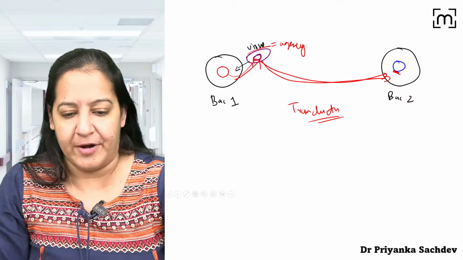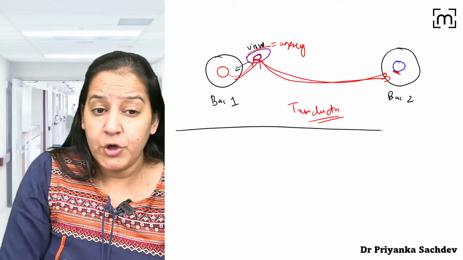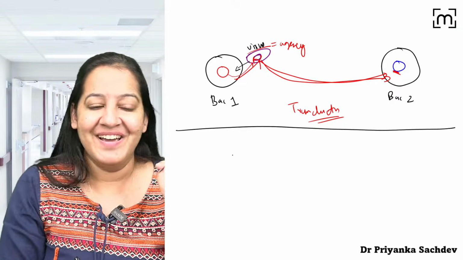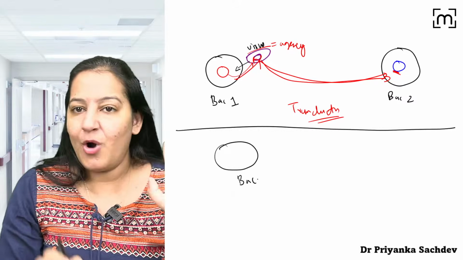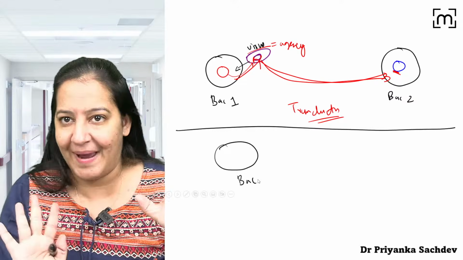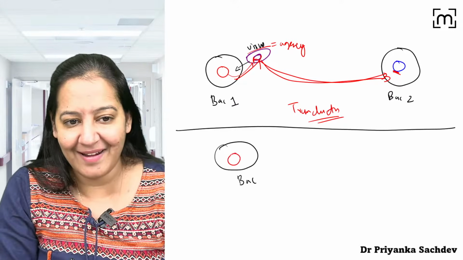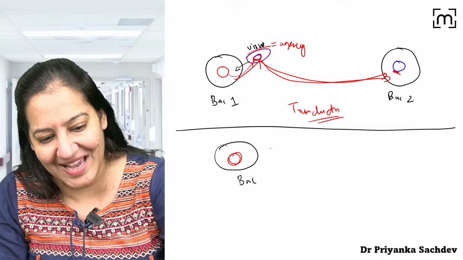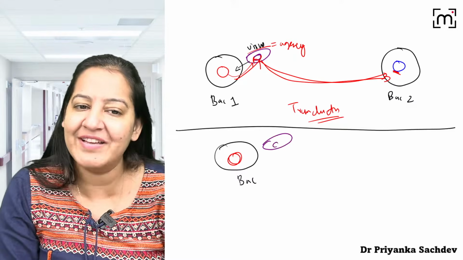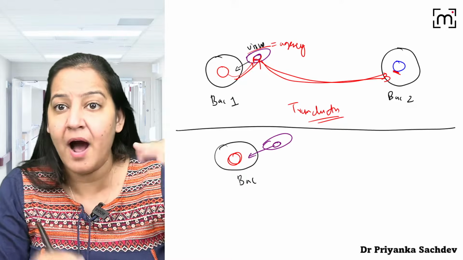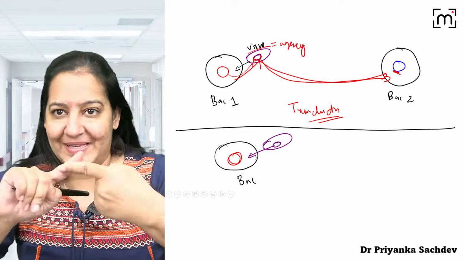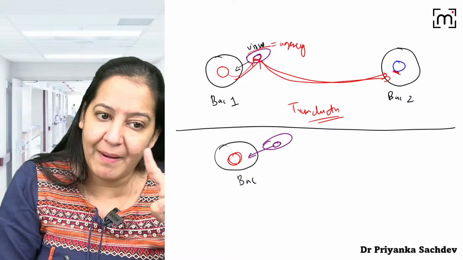Now let me draw another diagram to explain lysogenic conversion. In lysogenic conversion, we don't require 2 bacteria. We require only 1 bacteria. So not bacteria 1, bacteria 2. Only 1 bacteria having the red DNA. Now the virus I am drawing has the purple DNA. Here the virus will enter inside this bacteria and merging of the 2 DNA takes place. Integration of the 2 DNA, the purple and the red.